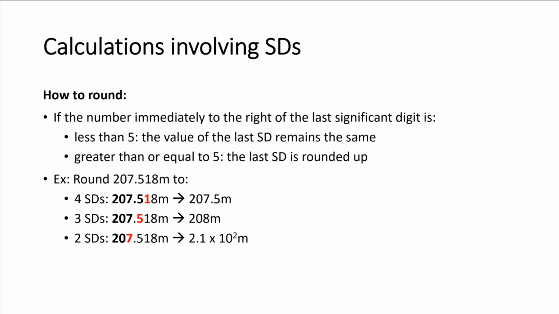And that would be the same story if we were rounding to 1 significant digit. To 1 significant digit, then your last significant digit is the 2. We look to the right, that number is less than 5, so we keep the 2 the same. But how do we write 200 using 1 digit? We need scientific notation, so this would be 2 times 10 to the power of 2.